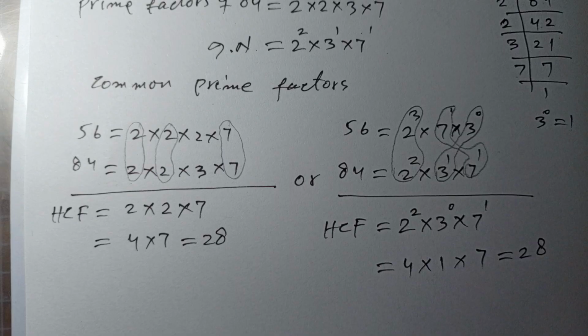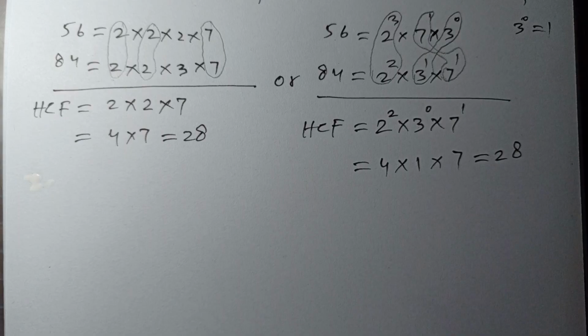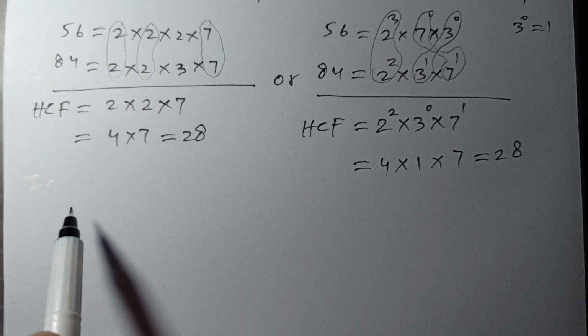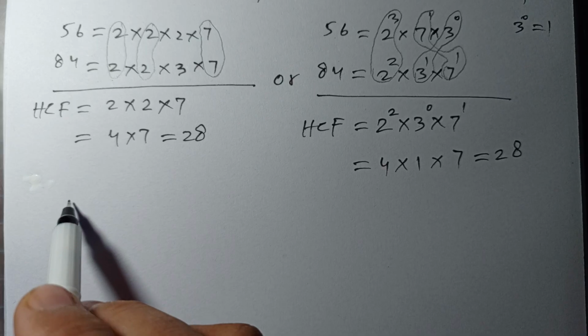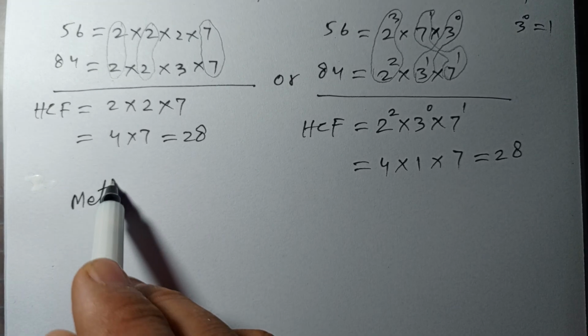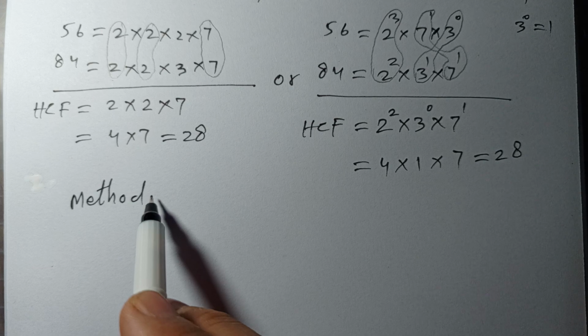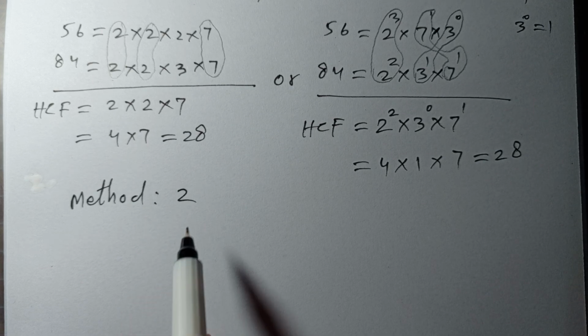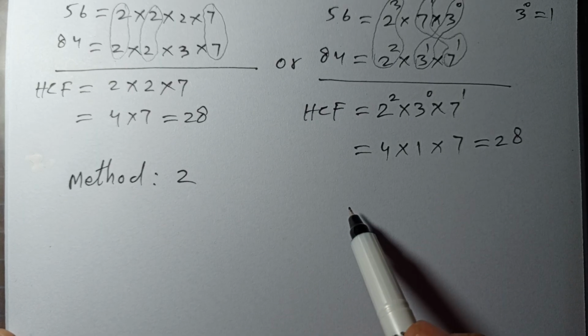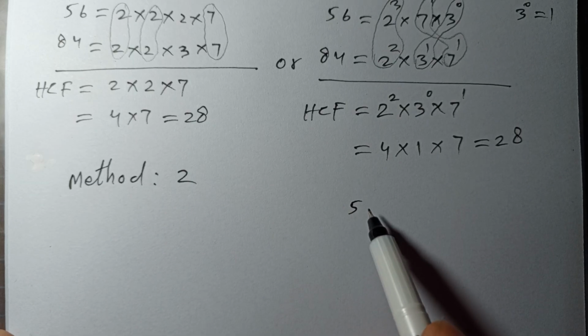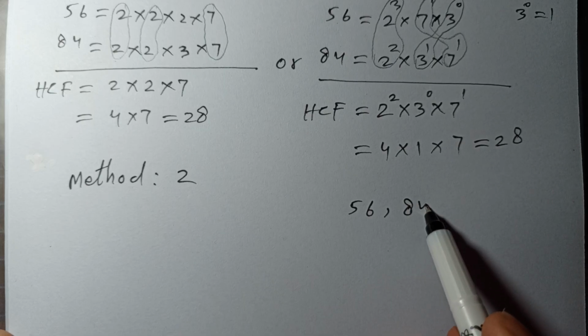Now let us do its second question. So dear student, now by the second method we have to solve the same question again, question number 1. Now the method is second. This method is the division method. In the second method we will use the division method to find HCF, and in the division method we will write here the numbers 56 and 84.